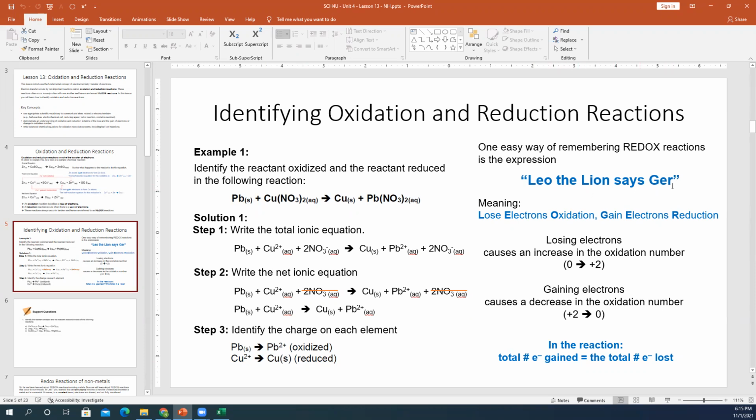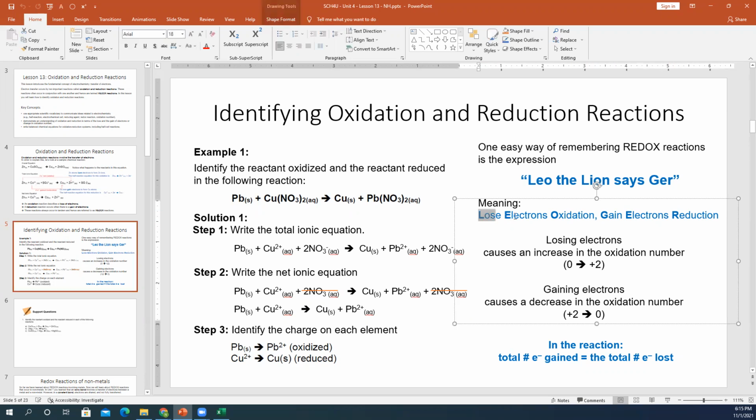Leo the lion says GER. You can remember that LEO stands for loss of electrons is oxidation, or lose electrons, oxidation. And the GER part is gain electrons is reduction. So lose electrons, oxidation; gain electrons, reduction.